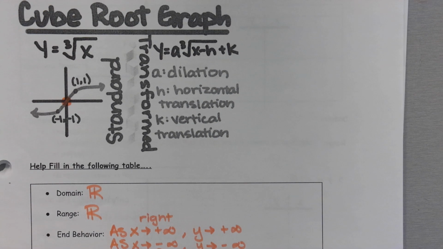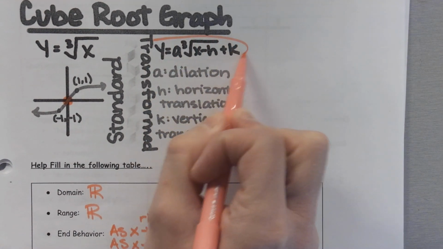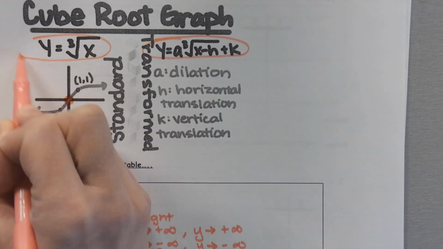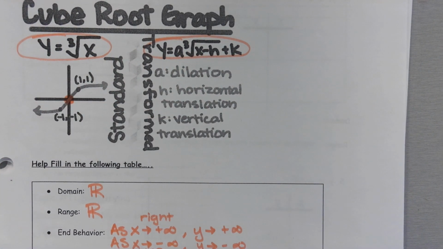Now take a look at this. Do you see how this looks way more involved? So this is the parent function. This is our toned down version of the function, but then this one got a little wild. So we've got an A out front, and A is going to be your stretch or compress. It's got a minus H underneath, that's going to shift you left or right. And then it's got a K out back, that's going to shift you up or down. So remember, those are things that we can add to change our graph.